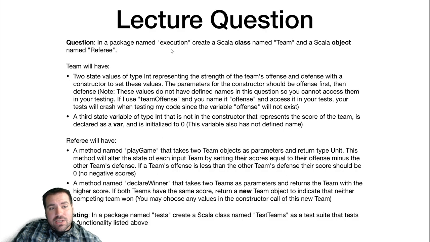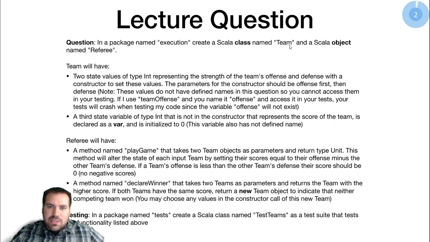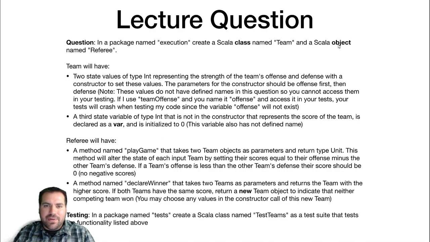So anyway, the lecture question today, in a package named execution, just like the last lecture question or two, create a Scala class named team and a Scala object named referee. We're going to have multiple teams, some undefined sport that these teams are going to play, some undefined sports teams as a class because there can be many different teams, and then one referee as an object because there's going to be one referee that can officiate games between any 2 teams.